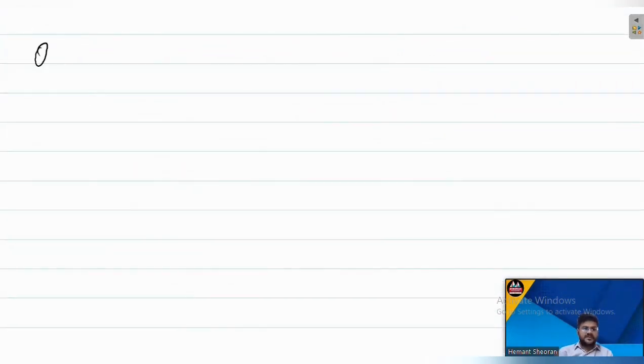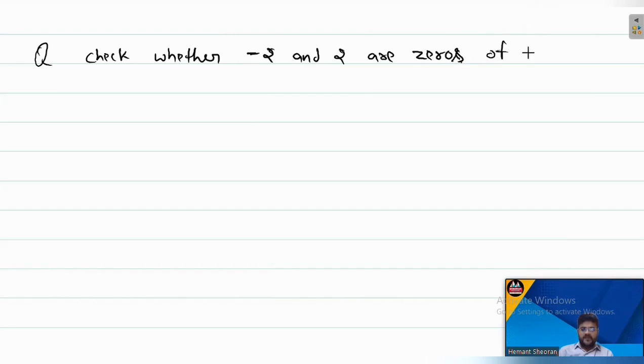Okay, so the next question that we have, they are just asking you simply to check whether -2 and 2 are zeros of the polynomial x plus 2. That is just the simple polynomial given to you, and you have to check whether -2 and 2 are the zeros of this polynomial or not.